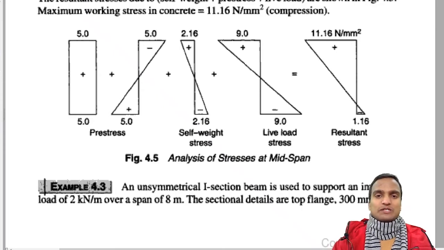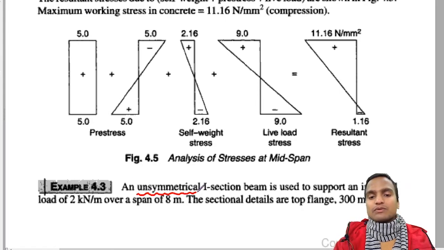Hello and welcome everyone. In the previous class we discussed two numericals on the analysis of pre-stressed concrete based on a stress approach. Keeping the same approach, we are going to discuss three more numericals here, and today we are going to talk of an unsymmetrical I section.